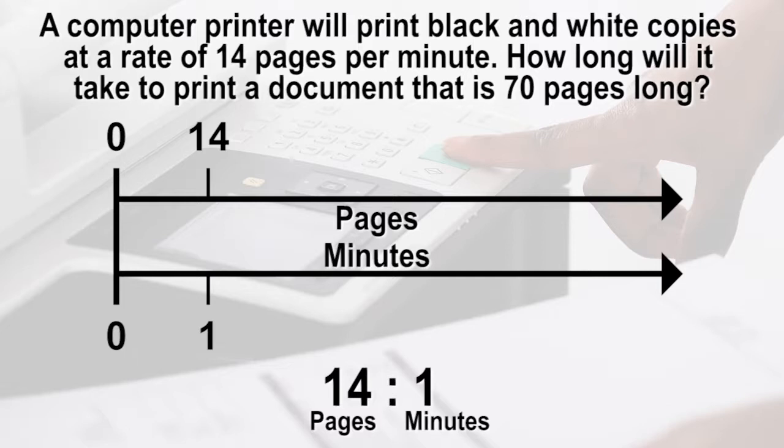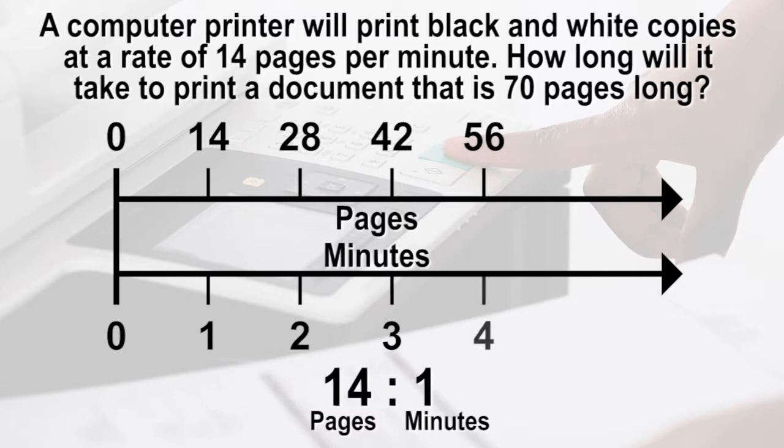We need to continue to partition our number lines in equal intervals and follow the ratio pattern until we get to 70. 14 more pages is 28 pages printed in 2 minutes. 14 more pages would be 42 pages in 3 minutes. Another 14 is 56 pages in 4 minutes. And 14 more pages would be 70 pages in 5 minutes. So our answer is it would take 5 minutes to print 70 pages.